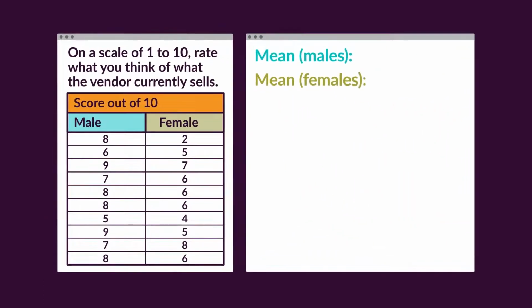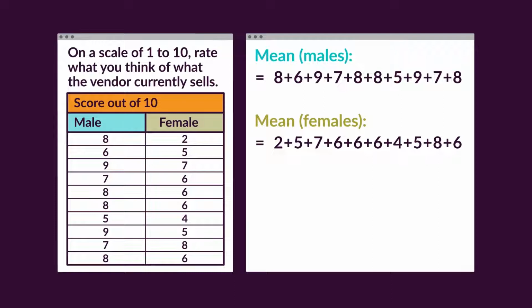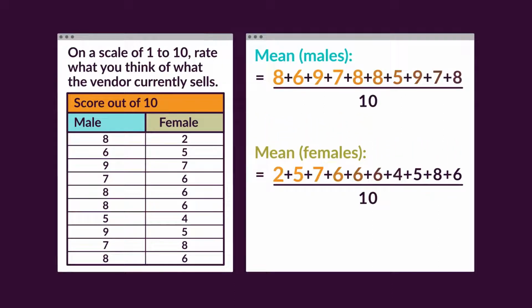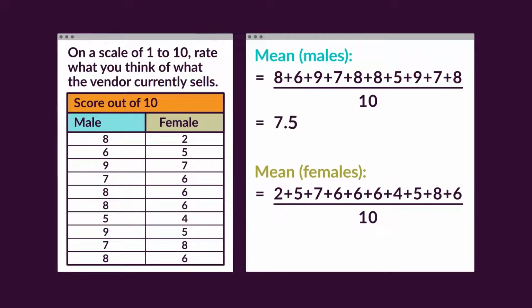We'll start with the mean. To find it, we add up all the data points and then divide the answer by 10 because there are 10 data points in each sample. So the mean for the males is 7.5 and for the females 5.5.